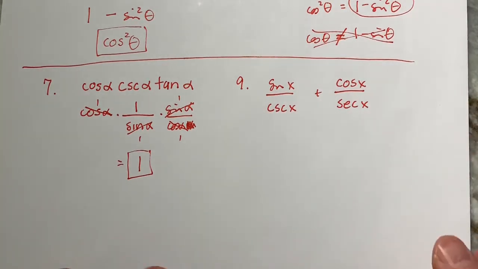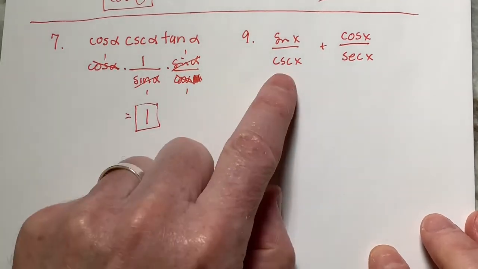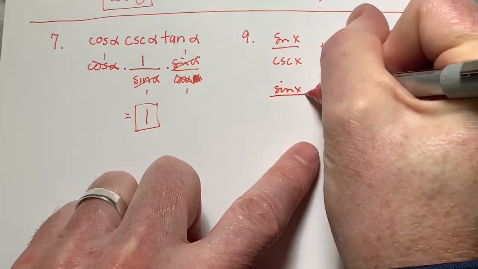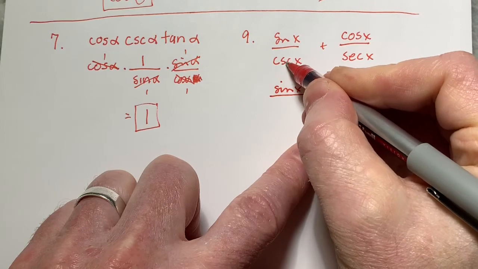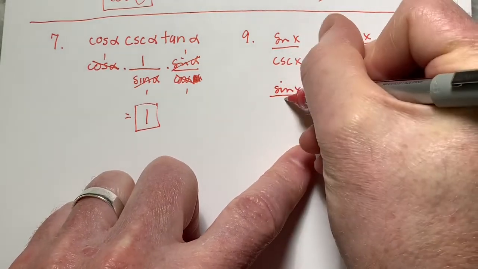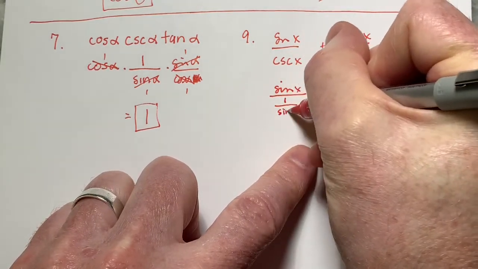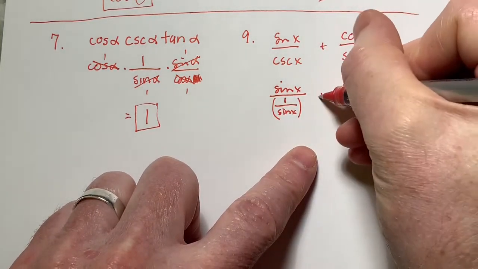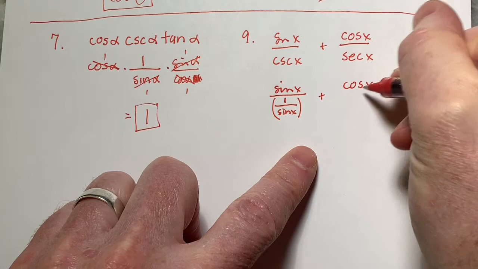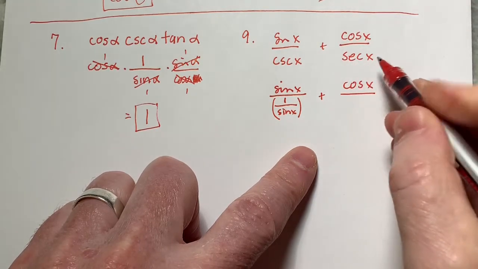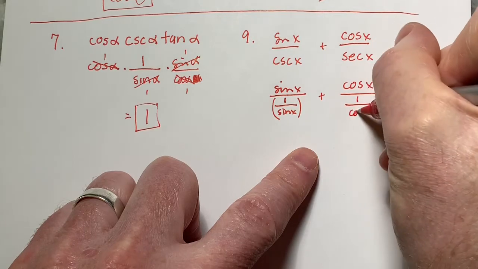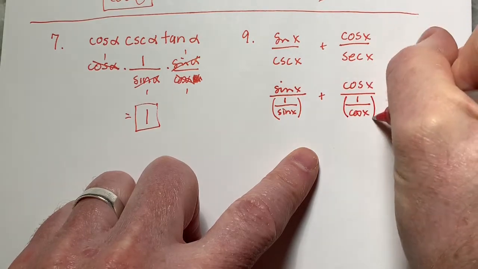I'm trying to simplify it. So what I'm going to do is change cosecant right there where it is. This is the long way. Cosecant is 1 over sine, so I'm going to replace that with 1 over sine of x right there on the bottom. And here, this is the long way. I'm going to show you the short way in a second. Here, secant is the reciprocal of cosine, so I'm going to replace it with 1 over cosine of x right there where it is.